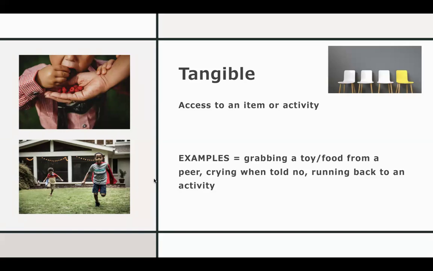So some common ways that behaviors motivated by tangible are displayed are when a student grabs a toy or food from a peer, maybe crying when they're told no to something they asked for, or even running back to an activity that was ended. So this is all centered around wanting to continue doing some type of activity or being able to gain an item that they want, whether it's something that they asked for or something that they were doing that ended.